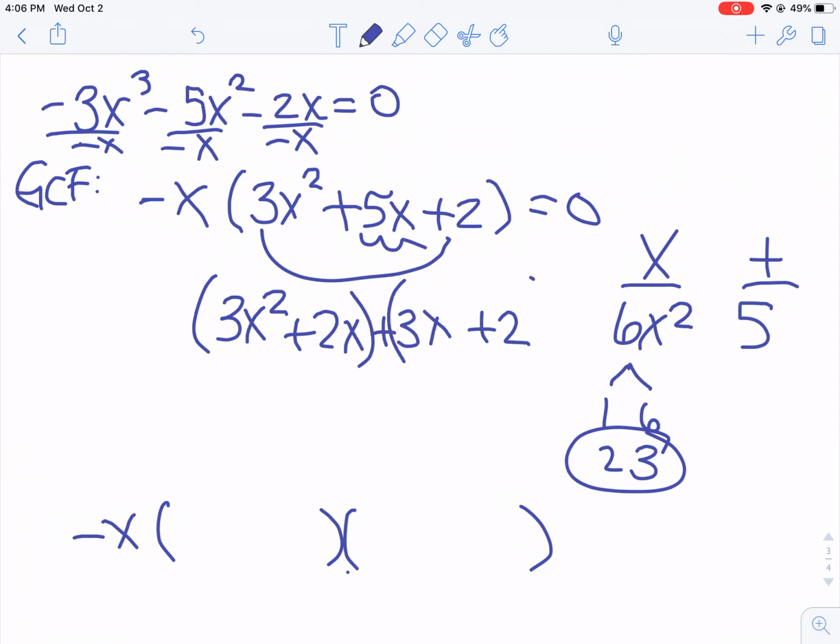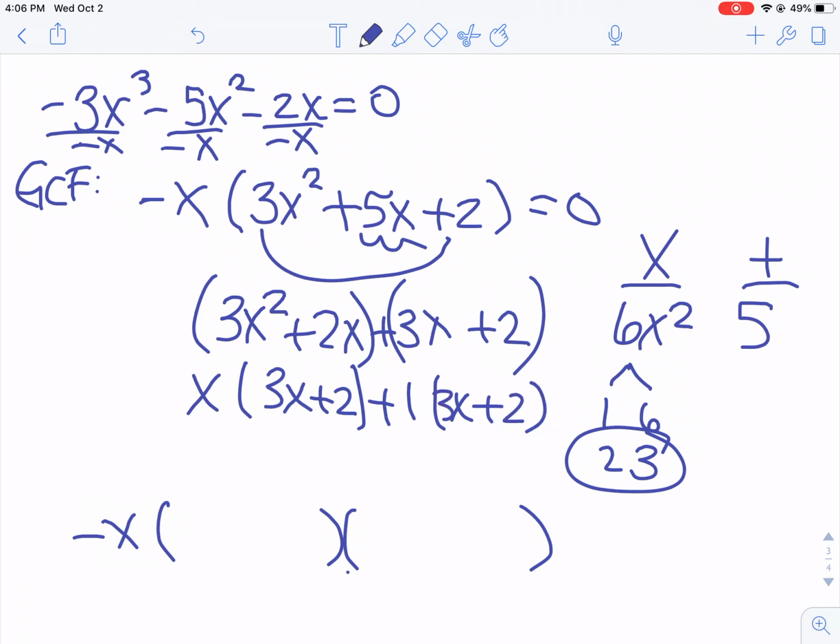So I group the first two, group the last two. If I group the first two, I get an x out, so it leaves me 3x plus 2. If I group the last two, the GCF is 1, so I have to pull a 1 out, and that leaves me with 3x plus 2. So the outside piece becomes one factor, x plus 1. And the inside piece becomes the other factor, 3x plus 2, and equals 0.